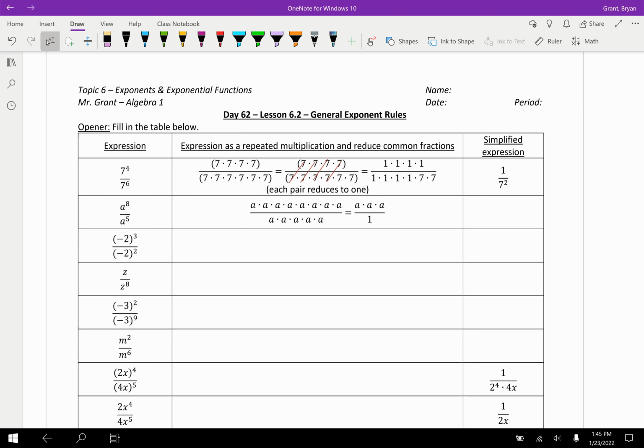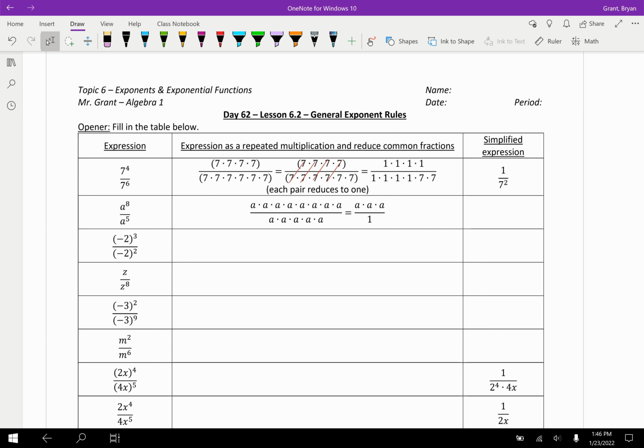Hello, Algebra 1 students, and welcome to your second lesson in Topic 6, Exponents and Exponential Functions. Our first few lessons here are really just going to be on exponent rules, different properties of exponents, what certain types of exponents mean. Our first lesson, lesson 6.1, reminded you or introduced to you the ways that we can combine exponents using multiplication and sometimes addition.